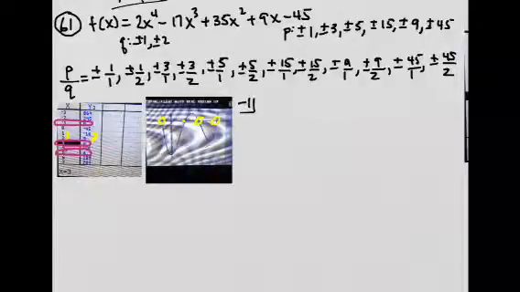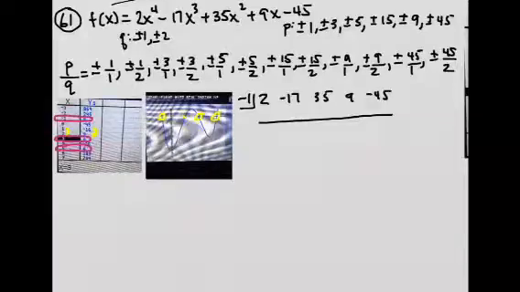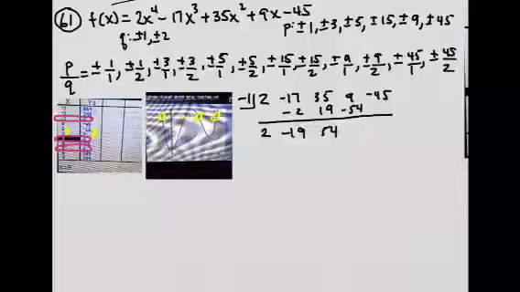and then so I write down the coefficients. So we bring down the 2, multiply 2 times negative 1, combine, you get negative 19, multiply, you get 19, that gives you 54, multiply, you get negative 54, and so that gives you negative 45.